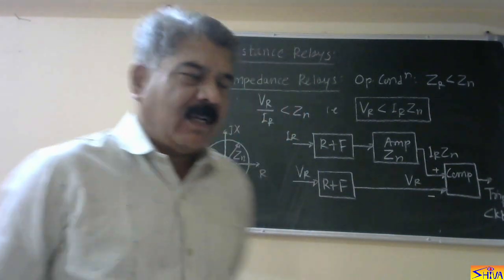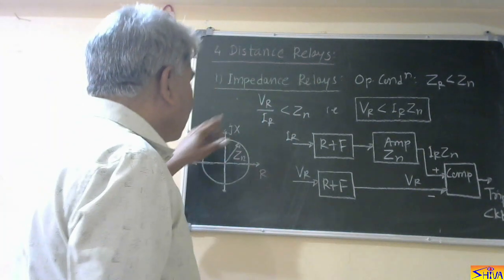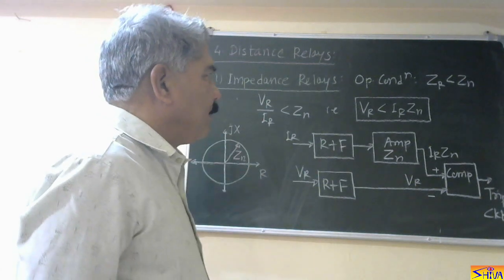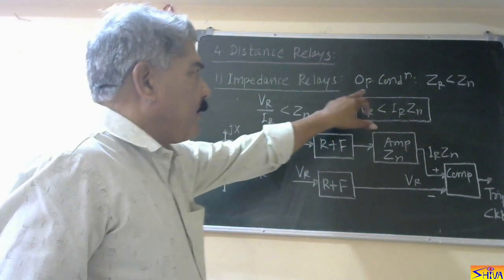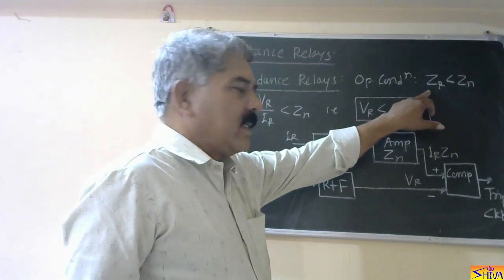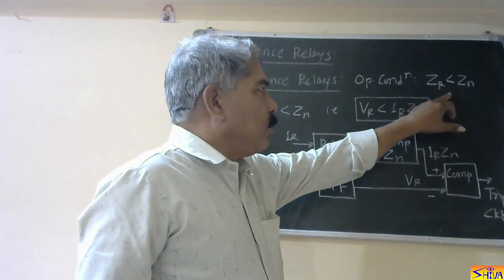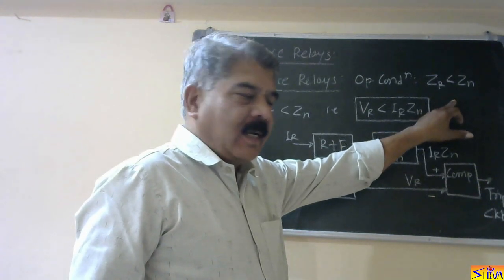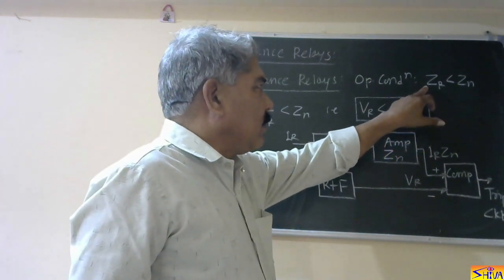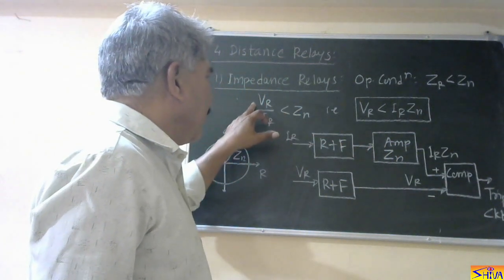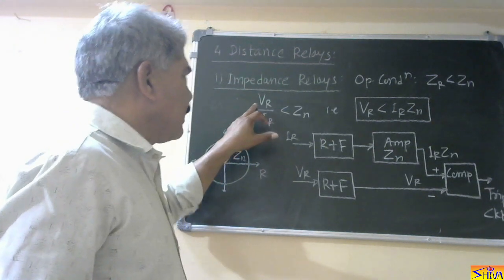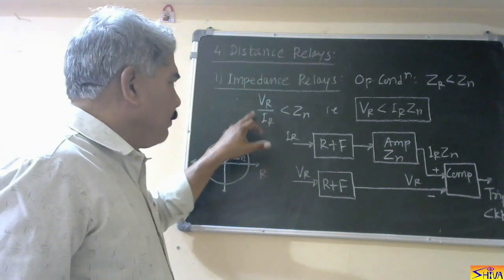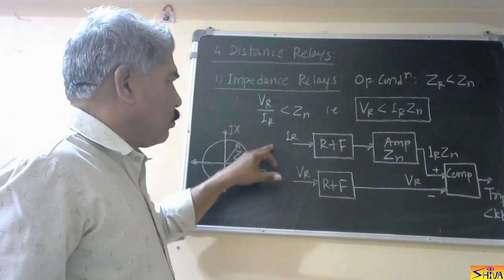Now first I will explain realization of impedance relay characteristic. For impedance relay, operating condition is ZR, that is impedance measured by the relay, should be less than Zn, that is impedance setting of the relay, also called as reach of the relay. Now this ZR can be written as VR upon IR, where VR is voltage measured by the relay and IR is the current through the relay.